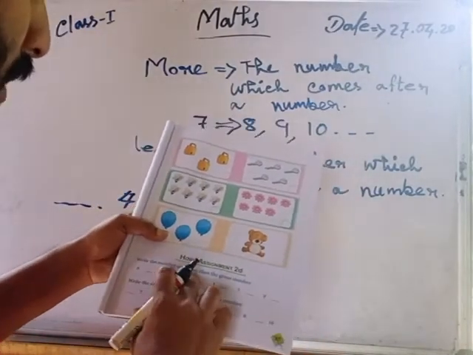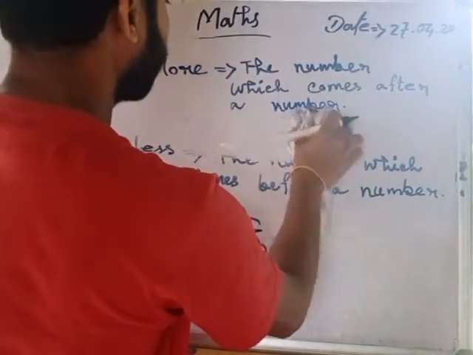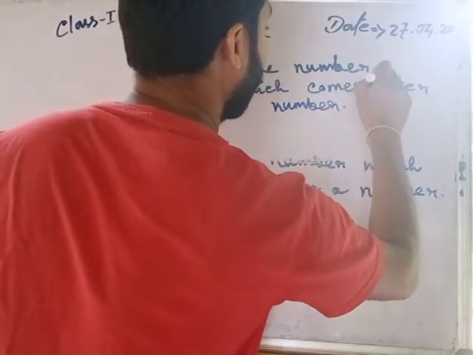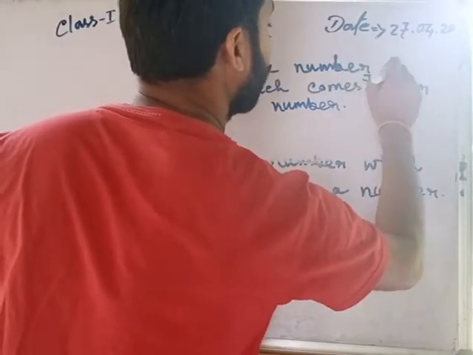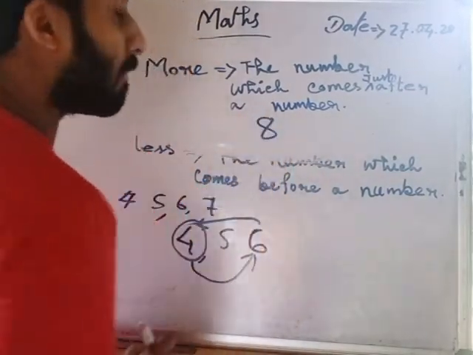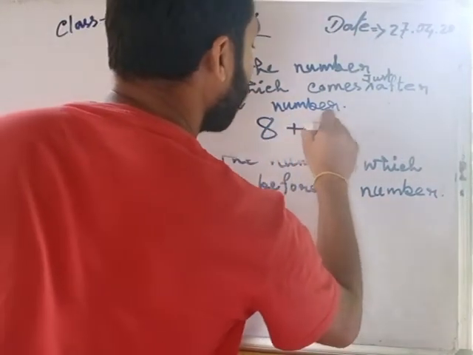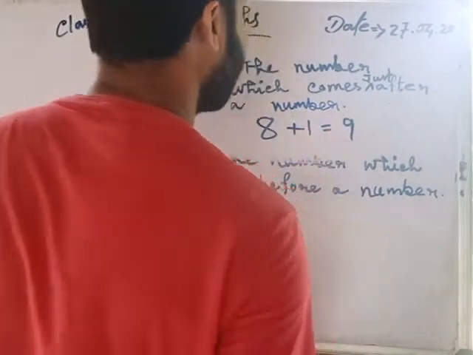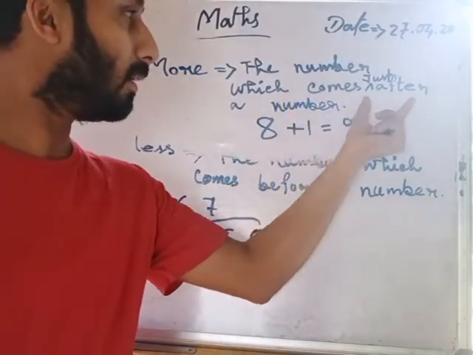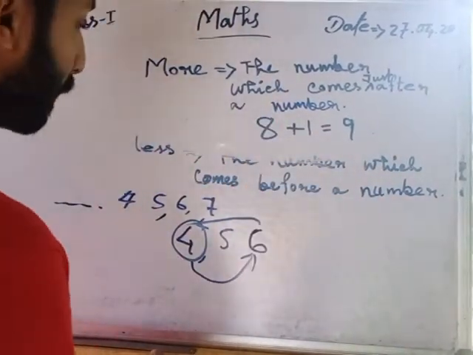After that, the number 1 more than. That means the number which comes just after a number. Only just after a number. Suppose just after 8 is plus or addition 1, that is 9. That means just after this number, it is called one more than the number.